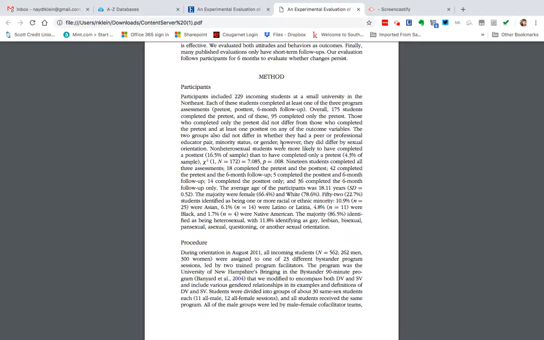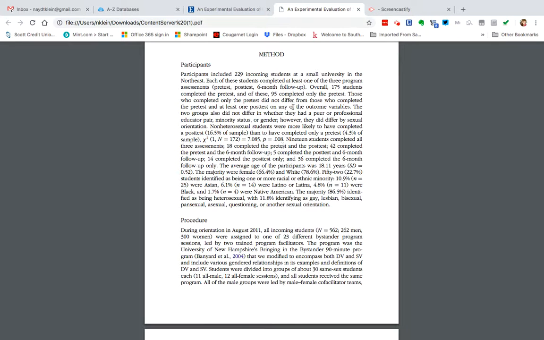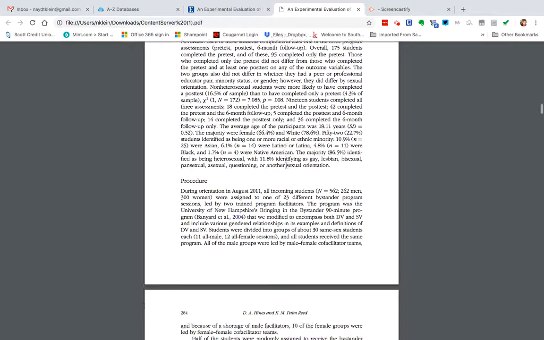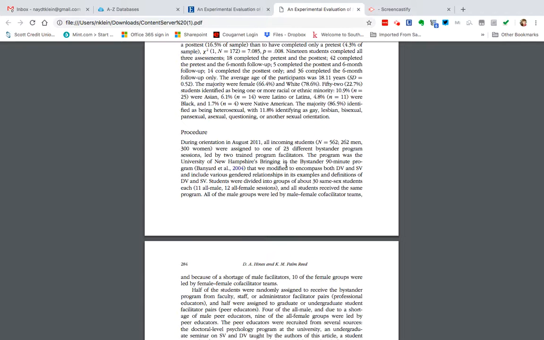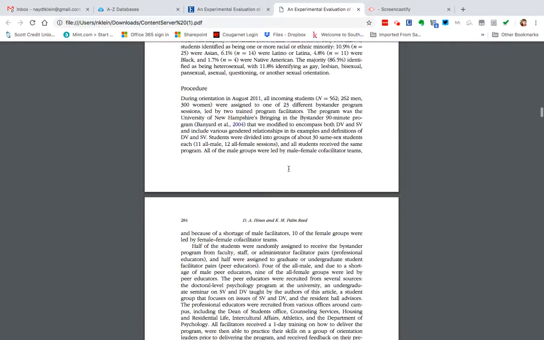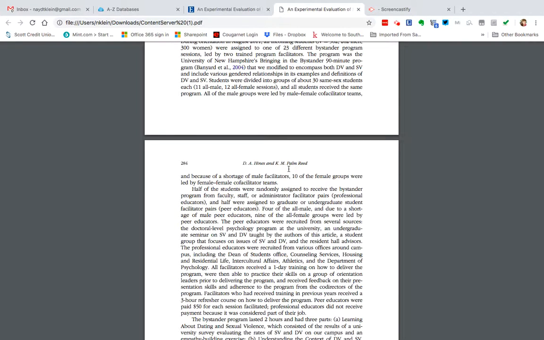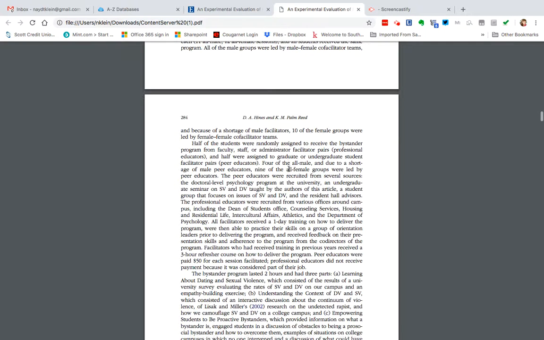They, let's see, had people complete a pre-test. Pre-test, I'm scanning. During orientation, it looks like, they were assigned to one of 23 different bystander program sessions led by 2 trained program facilitators. So we've got that they're assigned to these different things to watch, and you should be reading this more closely. I'm just skimming this. This is the first time I've read this article.